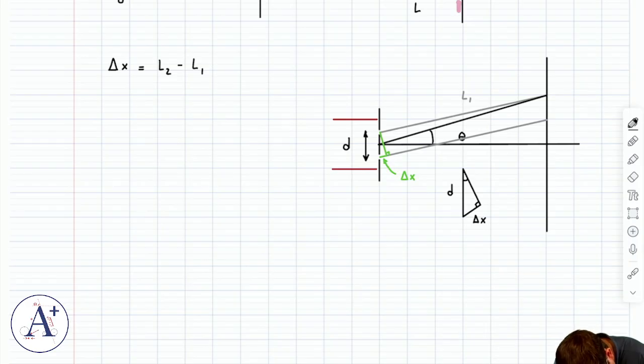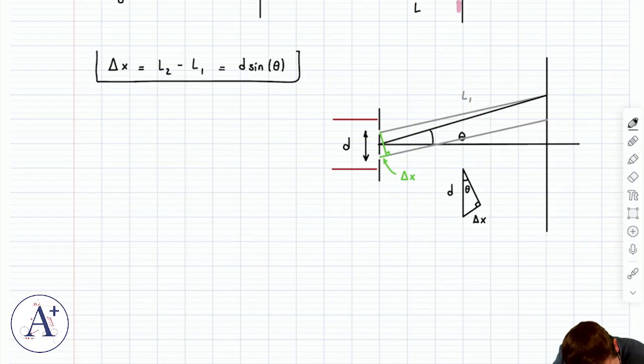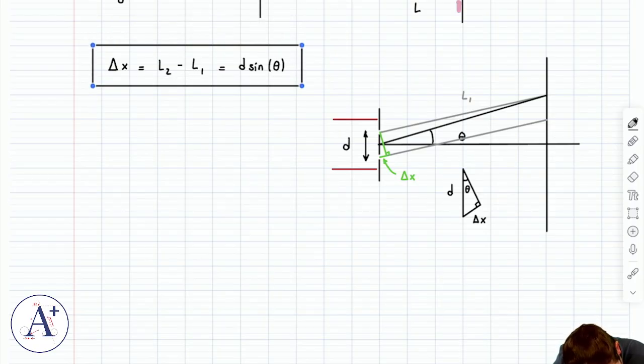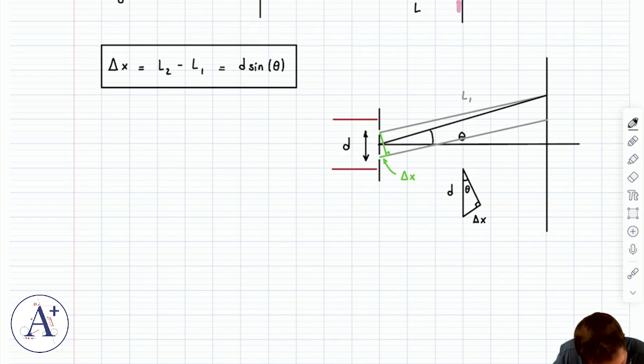And you can do the geometry and convince yourself that this angle here will be theta, which is exactly this theta. And because of it, delta x is d sine theta. Now, if you don't know this, you're not going to go anywhere when it comes to double slit interference. And I only did the derivation to convince you that we could find d sine theta on our own.